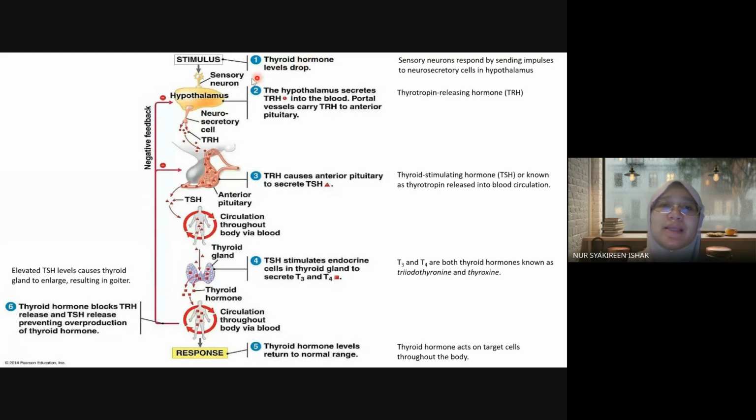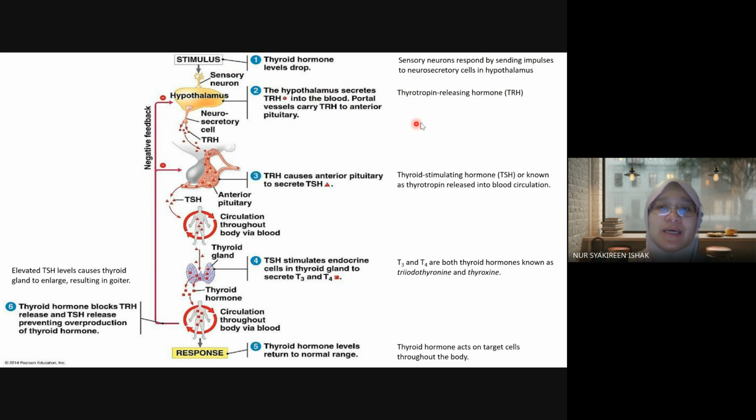So that is detected by the sensory neurons. The sensory neuron responds by sending impulse to the neurosecretory cells of the hypothalamus. So the hypothalamus receives that change, that stimulus. So the hypothalamus secretes TRH into the blood. TRH is thyrotropin releasing hormone. Ini memang kena ingat. So hypothalamus produces the hormone TRH, thyrotropin releasing hormone.